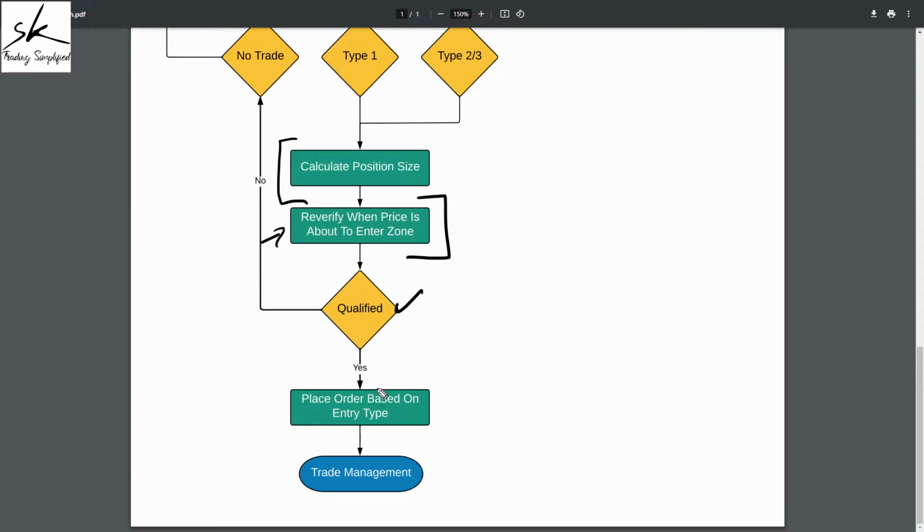After re-verifying, if it is qualified, we will place our order based on the entry type. In this case, it's a type 2 or a type 3 trade.